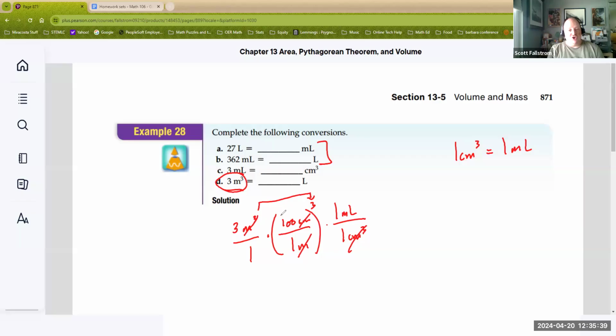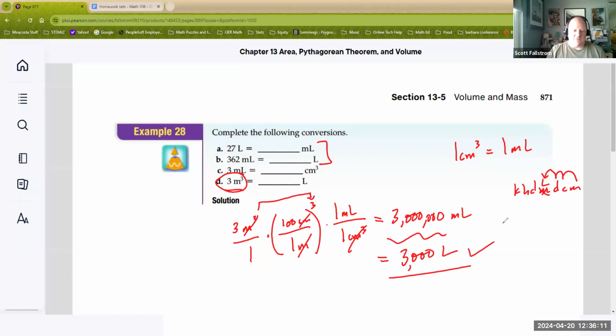So 3 cubic meters right here becomes 3 of those. So 2, 4, 6. So I have 3, then 1, 2, 3, 4, 5, 6 zeros, so milliliters. But now milliliters, King Henry's Dear Mom drinks chocolate milk. From milliliters, I go 1, 2, 3 to get back to liters. So I move back 3 decimal places, and that becomes 3,000 liters. And that is how you can do that kind of problem, 1 step at a time.